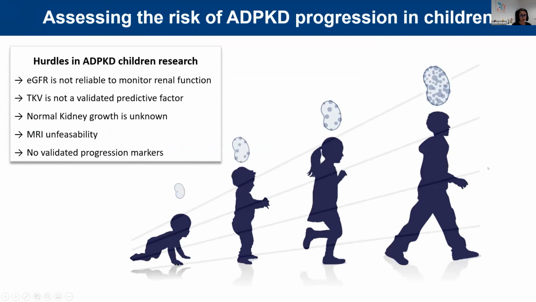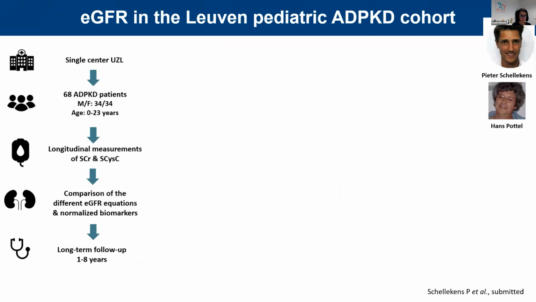So to assess the risk of ADPKD in childhood, we are actually facing a lot of hurdles in children's research. The eGFR is not reliable because they all have a normal GFR. TKV is not yet validated. There is also the normal kidney growth in childhood, which is also not known. MRI is difficult or infeasible in children, and there is no validated progression marker.